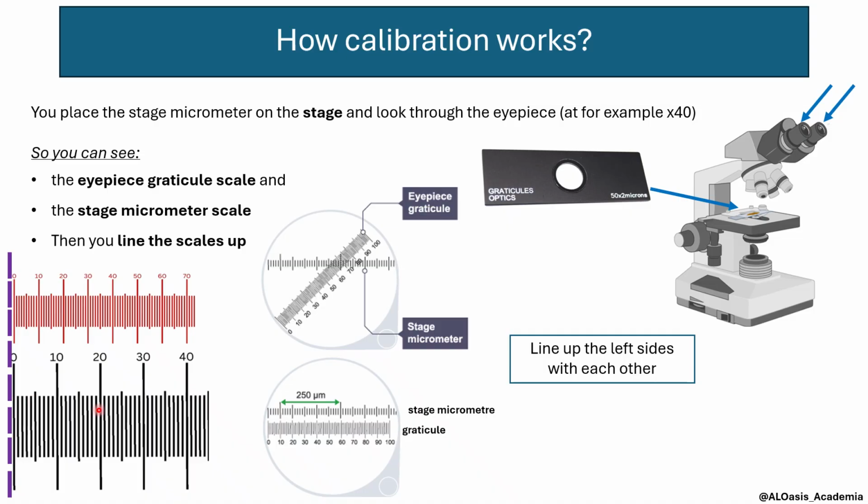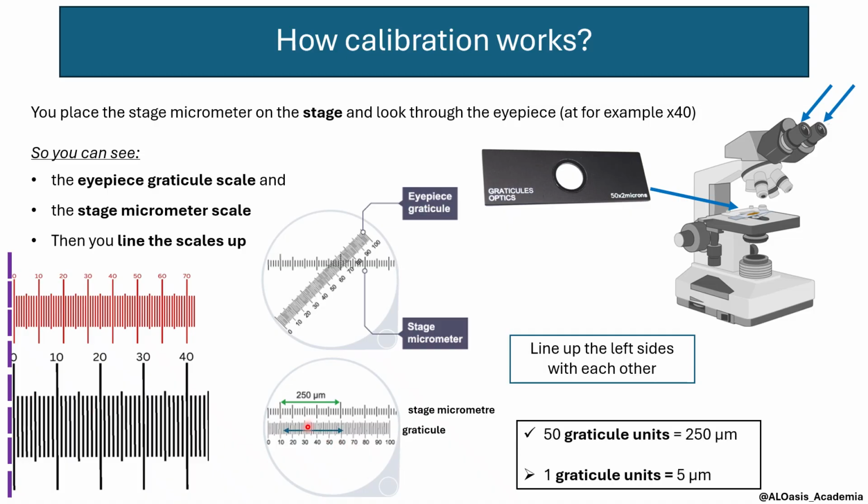Once you line everything up, you want to find out how many units of the graticle equal how many micrometers. This is just a random example, a random line that I've made. Let's say you want to measure this area here, from 10 units up to 60 units. How many small lines are inside? We have 50, from 10 to 60. So we have 50 divisions, or 50 units, inside this area. Now we need to calibrate that with the stage micrometer.